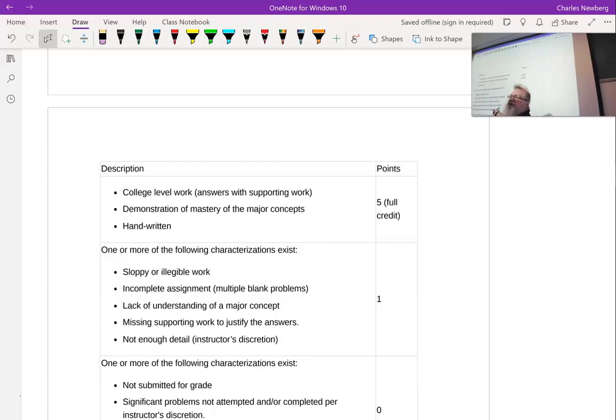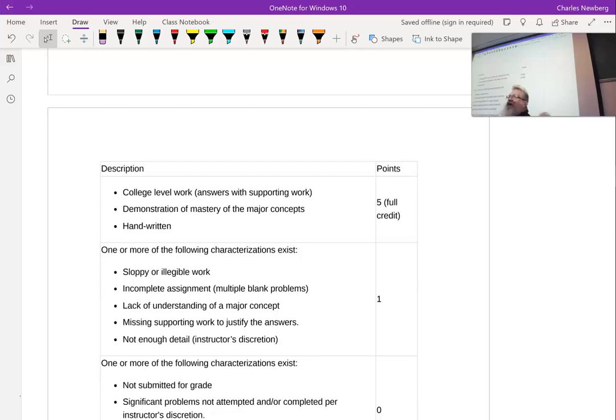Missing supporting work to justify the answer. You should have work to justify your answers. Some won't, and I know which ones don't need any work. I've been doing this for a long time. But you don't really have the work. It looks like you literally just copied the answers out of the back of the book, or you copied them off your neighbors as we were coming into class. And just not enough detail.